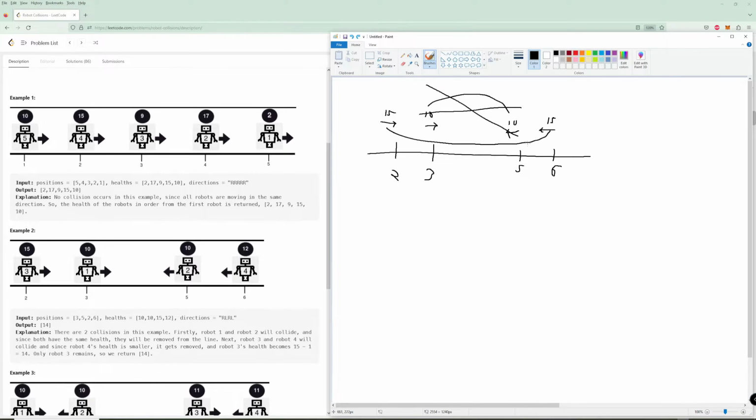Actually, one thing here: this should not be 15, this should be 12. So these two robots will collide, and then this robot with health 15 will survive, and it will have 14 health. And that's the answer.